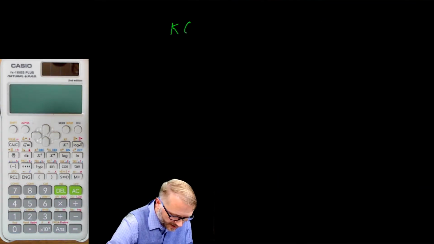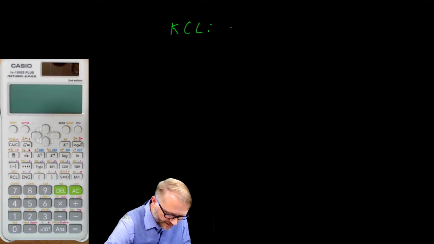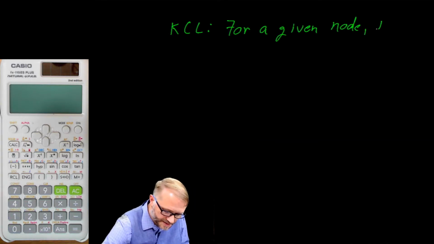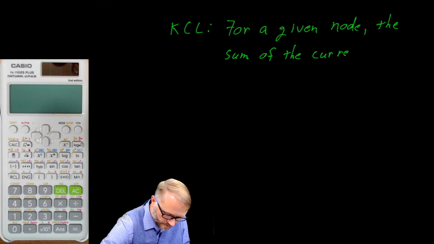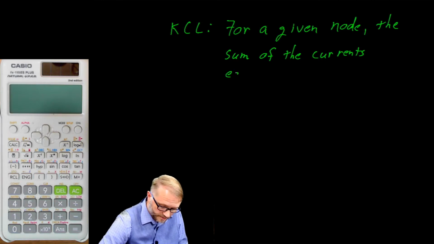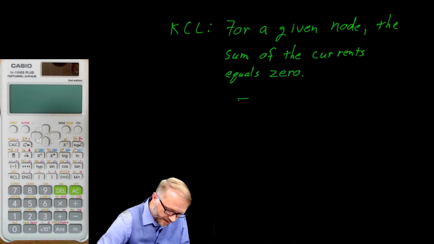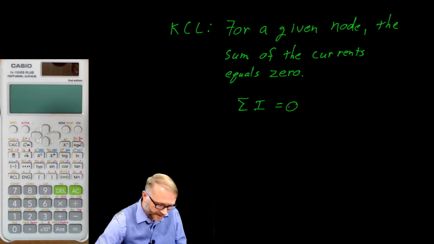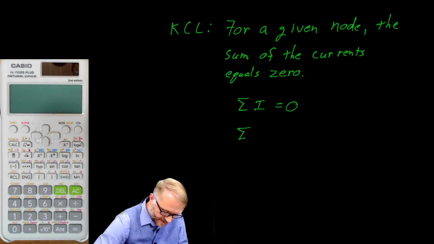Kirchhoff's current law tells us that for a given node, the sum of the currents equals 0. Mathematically, we would say that the summation of the currents is equal to 0. Or as I like to say, the goes intos got to equal the goes outas. So the current in to a node must equal the current leaving that node.